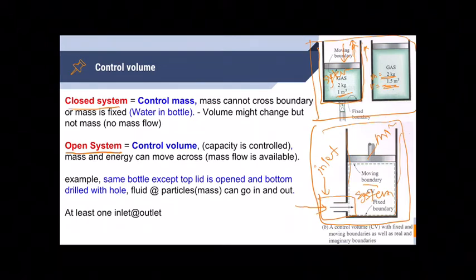Although, let's say we heat up the bottle, the mass of the water in the bottle still remains the same, although the volume might be slightly increased or decreased. In the control volume, we open the lid of the bottle and then we put the bottle in the horizontal position, and the water from the bottle we pour out from the bottle.